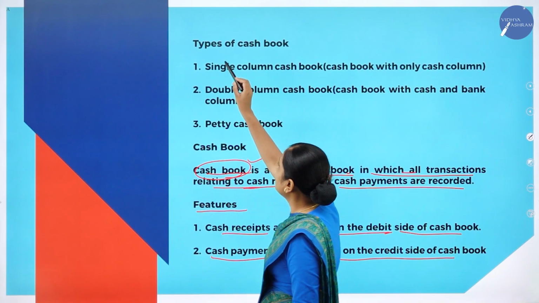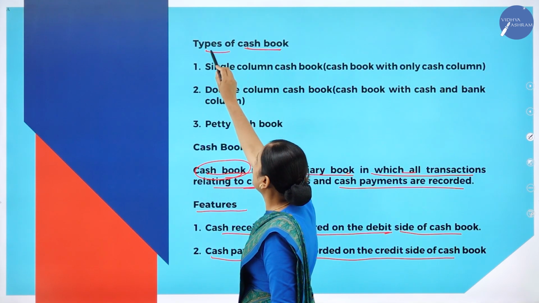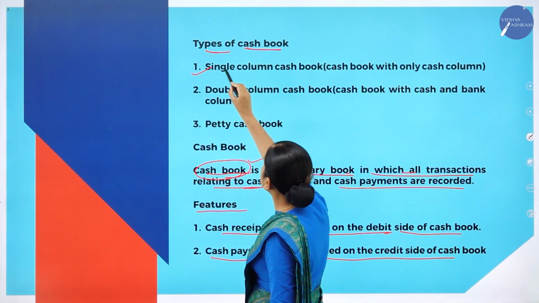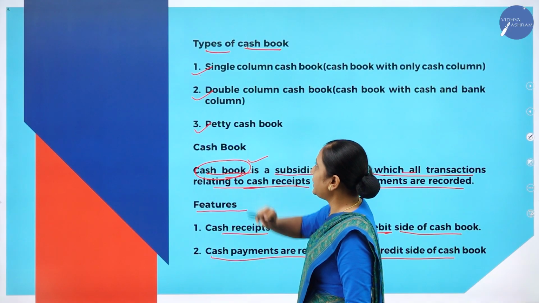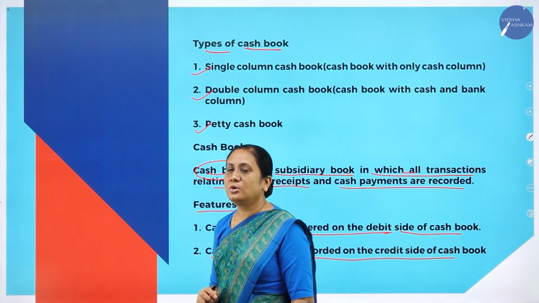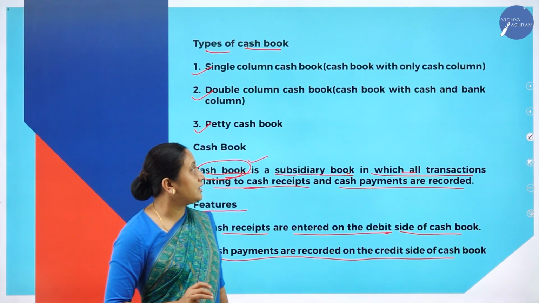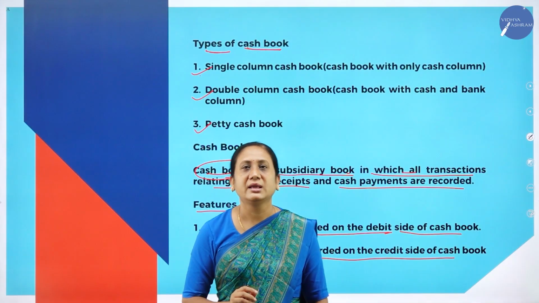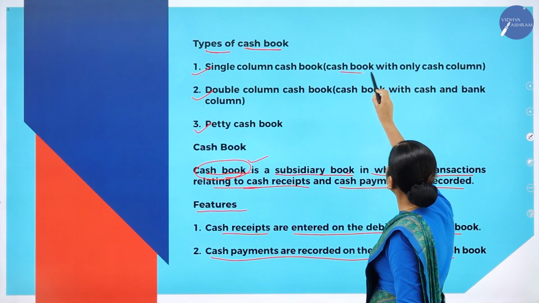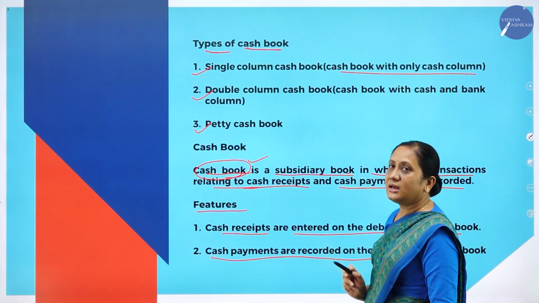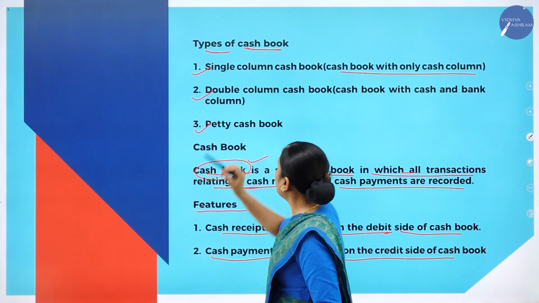Now we will see in the cash book there are various types. One is single column cash book, double column cash book, and the third one is petty cash book. In cash book there are three types: single column cash book, double column cash book, and also petty cash book. Single column cash book, or cash book with only a cash column. Single column cash book. See here, the name itself is telling single column. How many columns will be there?